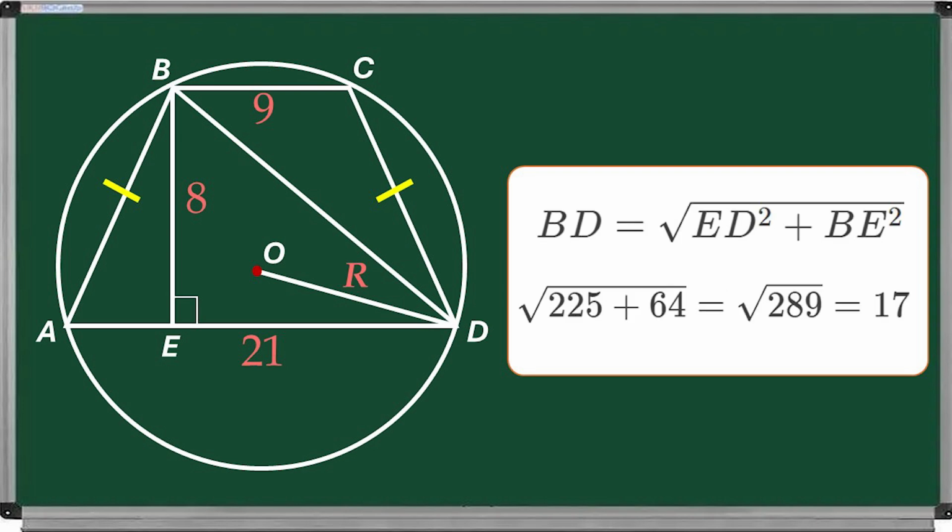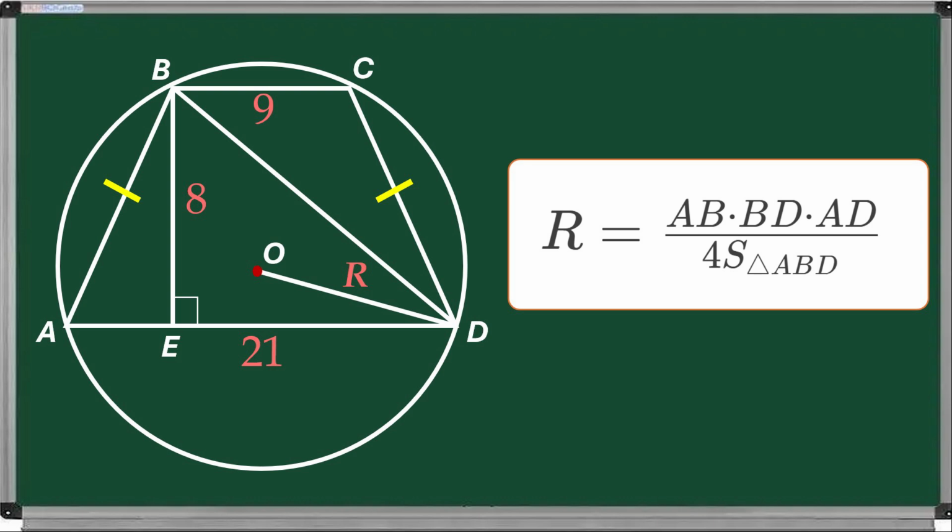With the length of ED, we can now find the length of the diagonal BD. This is the last of the 3 sides of triangle ABD we need to find. Using the right-angled triangle BED, we apply the Pythagorean theorem. BD is the square root of the height, BE squared, plus ED squared. That's the square root of 8 squared plus 15 squared, which is the square root of 64 plus 225. This gives us the square root of 289, so the length of BD is 17.